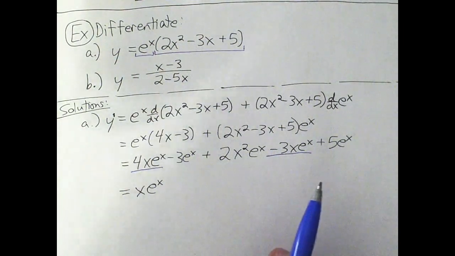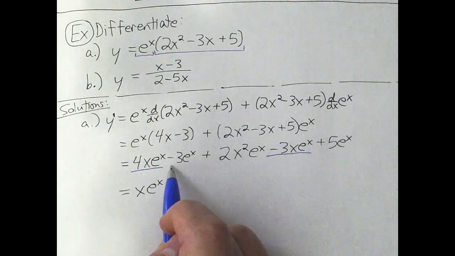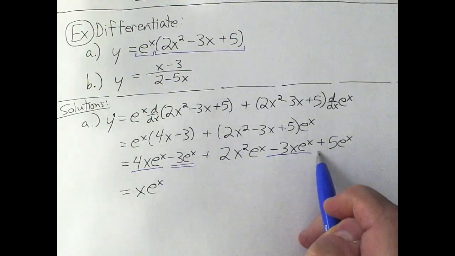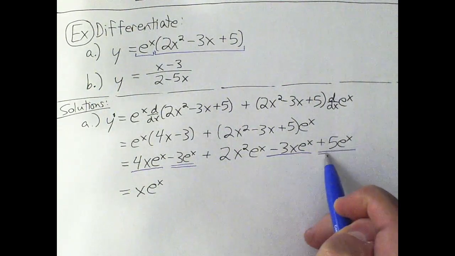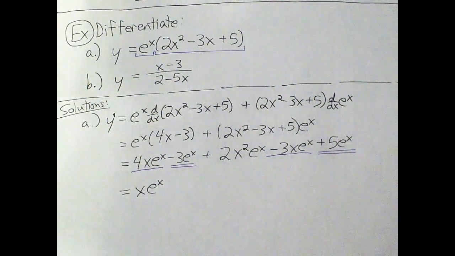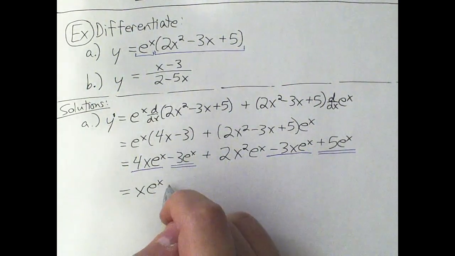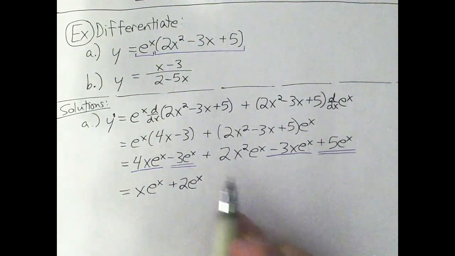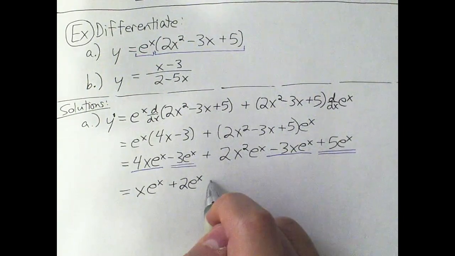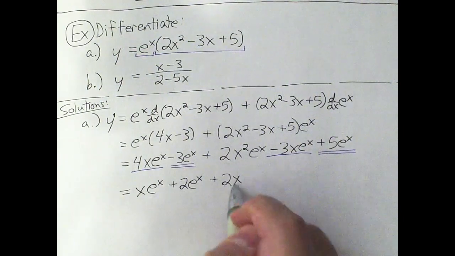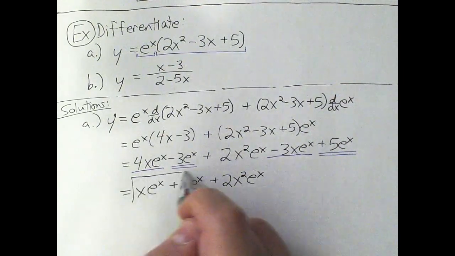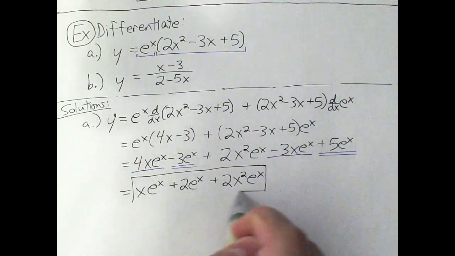I also see this minus 3x can be combined with this plus 5 e to the x. We have minus 3 of them, and we have plus 5 of them, so we have a total of plus 2 e to the x's. And then the only thing we didn't underline, it just kind of stands by itself, is this term. So you could leave the answer like this.